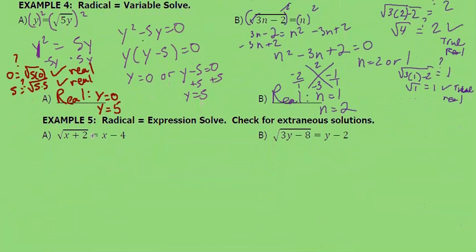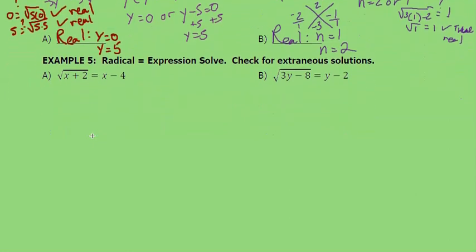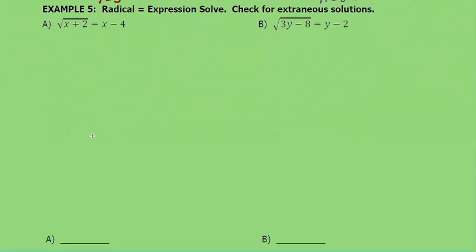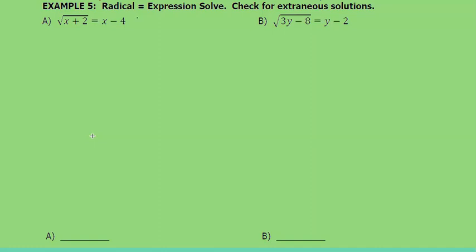So again, they could be both real, they could be both extraneous, or you could have one real and one extraneous. Let's look at example 5. Radical equals expression. Solve. Check for extraneous solutions. A. The square root of x plus 2 equals x minus 4. We're going to exponentiate each side by 2.